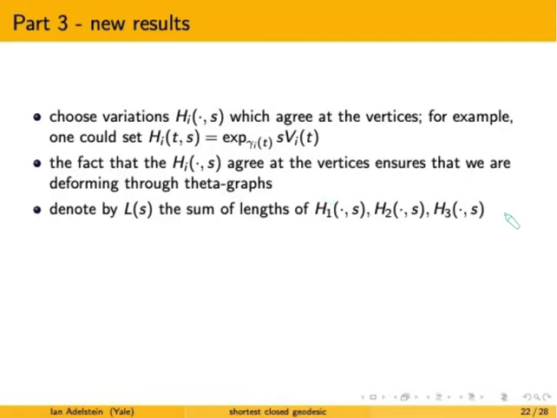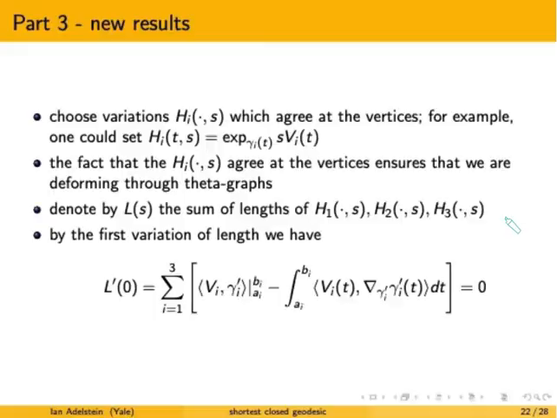And then here's some notation. We'll let L of S denote the sum of the lengths of the curves in the variation. And as a first sanity check, let's compute the first variation of length. So assuming we're at a stationary theta graph, the derivative of this L function with respect to S, evaluated at S equals 0, will be the sum over the three edges of this inner product term with this integral term.